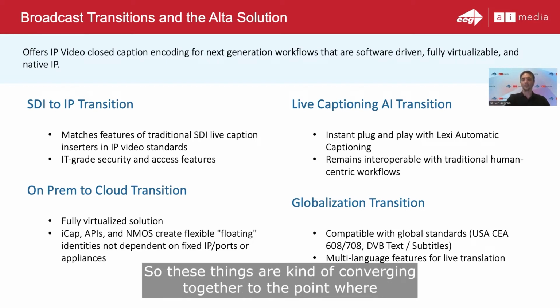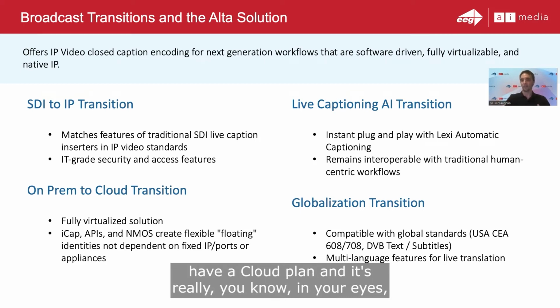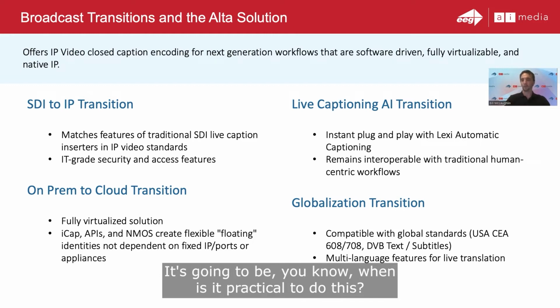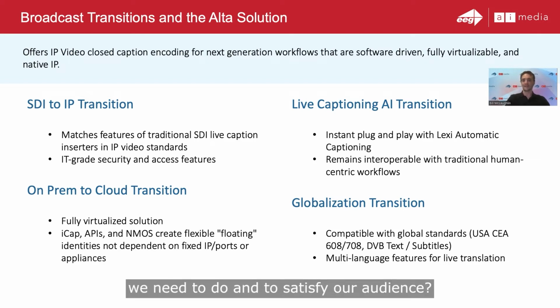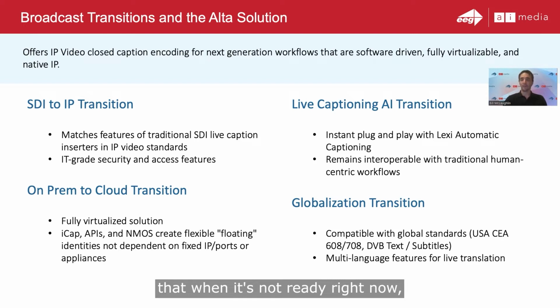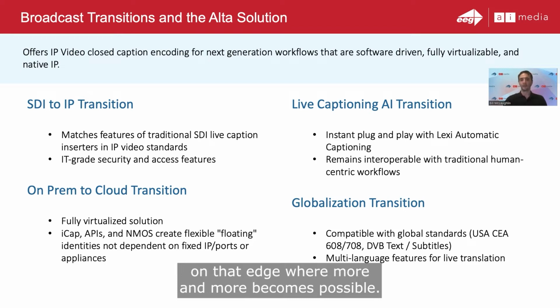So these things are kind of converging together to the point where really we know all broadcasters at this point have an AI plan, have a cloud plan, and it's really, in your eyes, it's not so much going to be, are we ever going to do this? It's going to be, when is it practical to do this? Is the technology ready now to do the complex things we need to do and to satisfy our audience? And of course, there's a widespread belief, which I would share, that when it's not ready right now, the time is still probably soon, that we're kind of on that edge where more and more becomes possible.